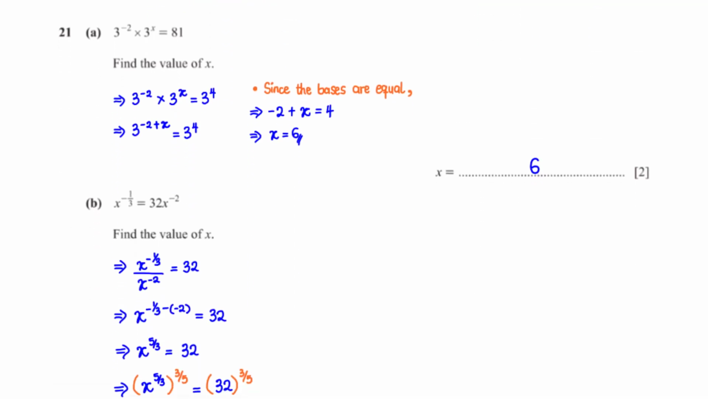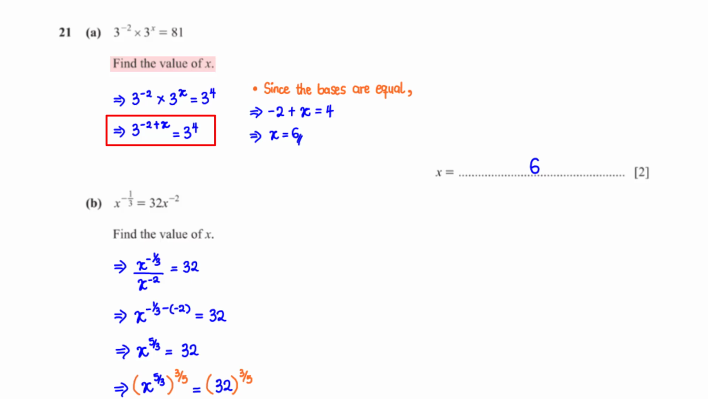3 raised to the power negative 2 times 3 raised to the power x equals 81. Find the value of x. We can rewrite 81 as 3 raised to the power 4. By the laws of indices, we can rewrite 3 raised to the power negative 2 times 3 raised to the power x as 3 raised to the power negative 2 plus x.